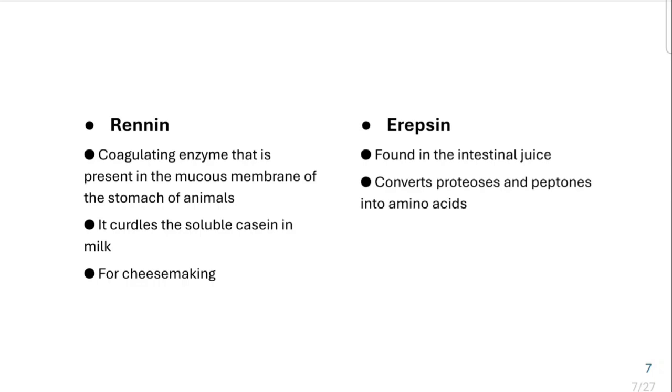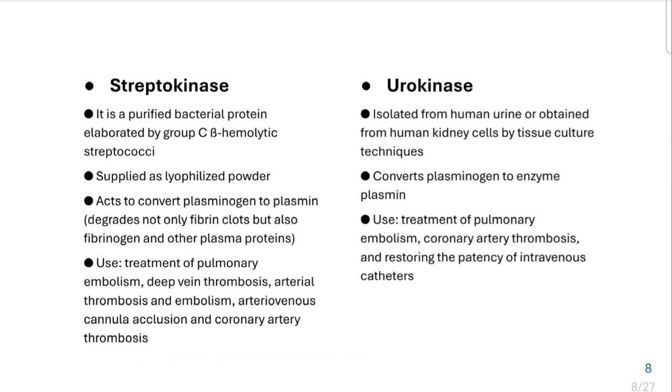And then we have erepsin, wherein this is also found in your intestinal juice. It converts your proteoses and your peptones into amino acids. So they degrade your protein into simpler forms of amino acids. Next, we have your streptokinase. Your streptokinase is derived from your bacterial protein elaborated by the group C beta-hemolytic streptococci.